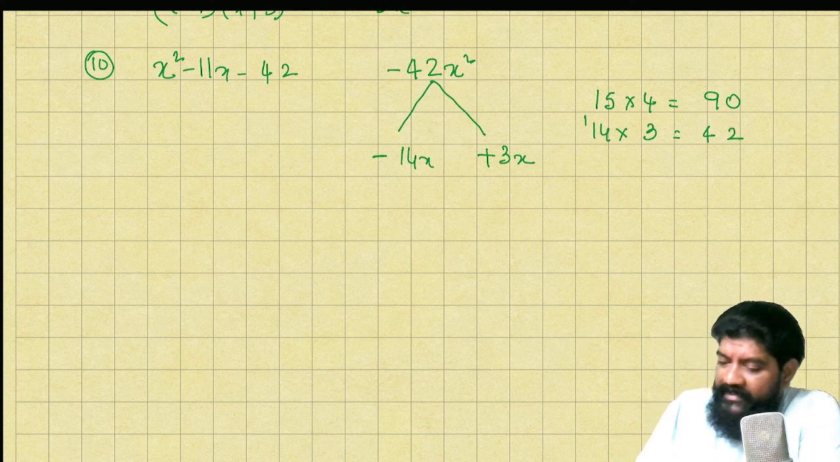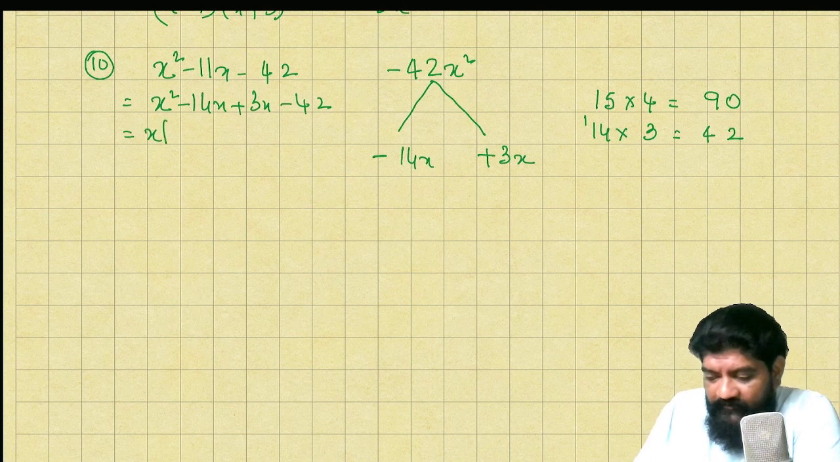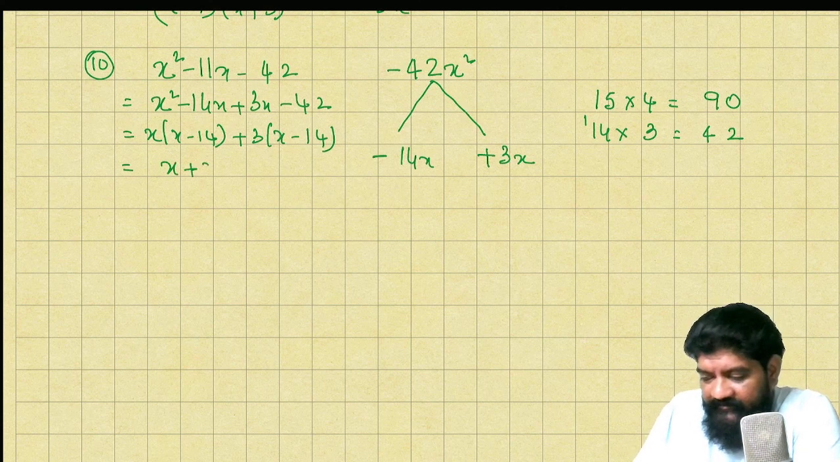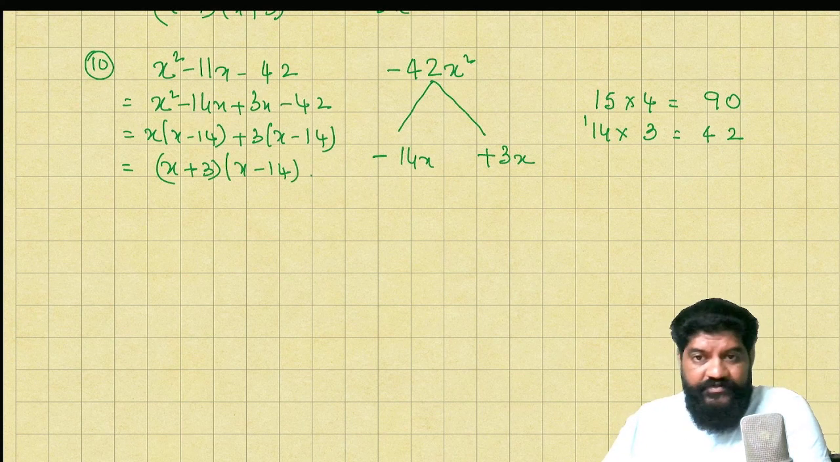Now what will I get? I will have x squared minus 14x plus 3x minus 42. Take an x common out from the first two terms and a 3 common out from the next two terms. Now I will remain with the x plus 3 into x minus 14. And that's your factorization of quadratic equations.